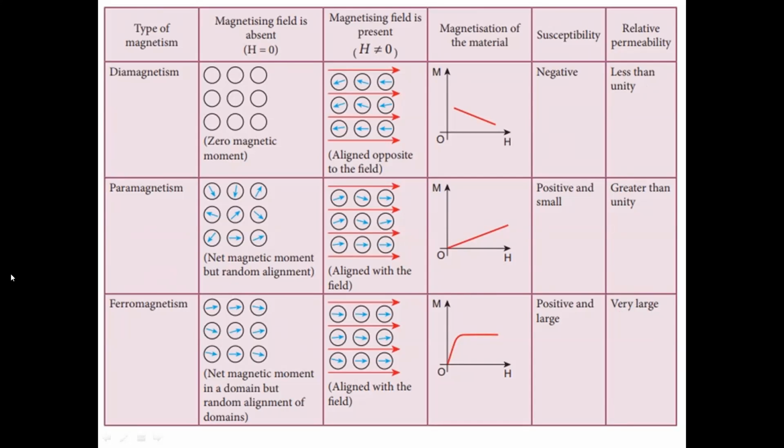The magnetic properties are more in ferromagnetic materials. Please observe once, in a clean manner, the difference between diamagnetism, paramagnetism, and ferromagnetism. The behavior of material in a magnetic field differs in three categories: diamagnetism, paramagnetism, and ferromagnetism.